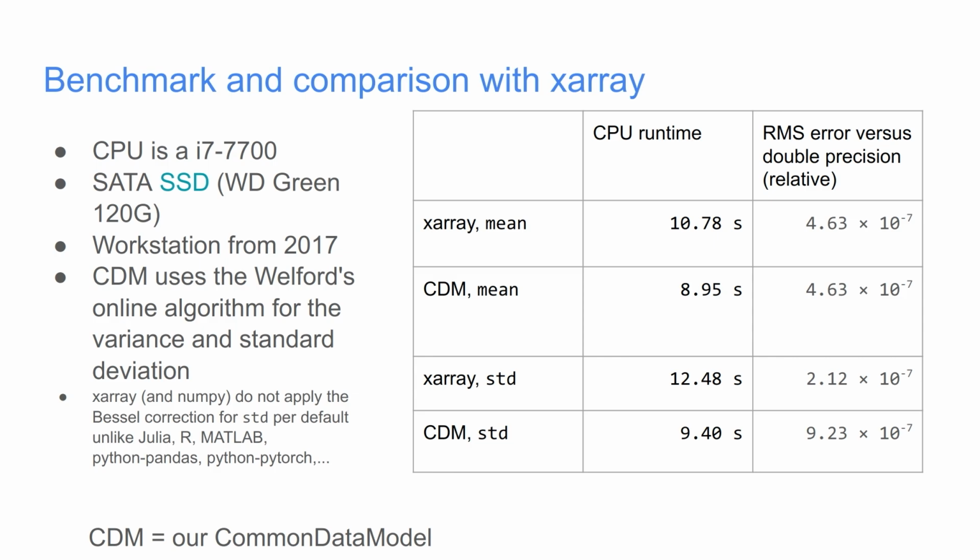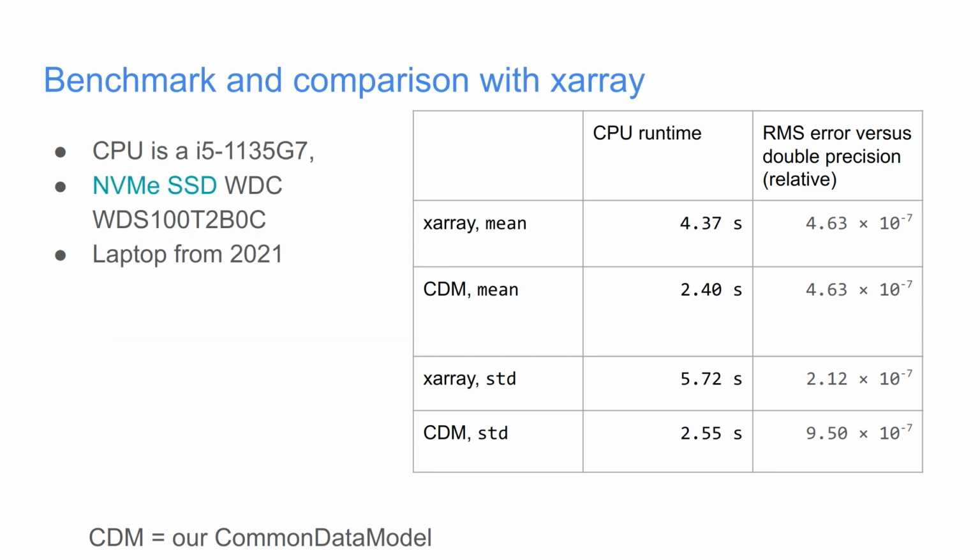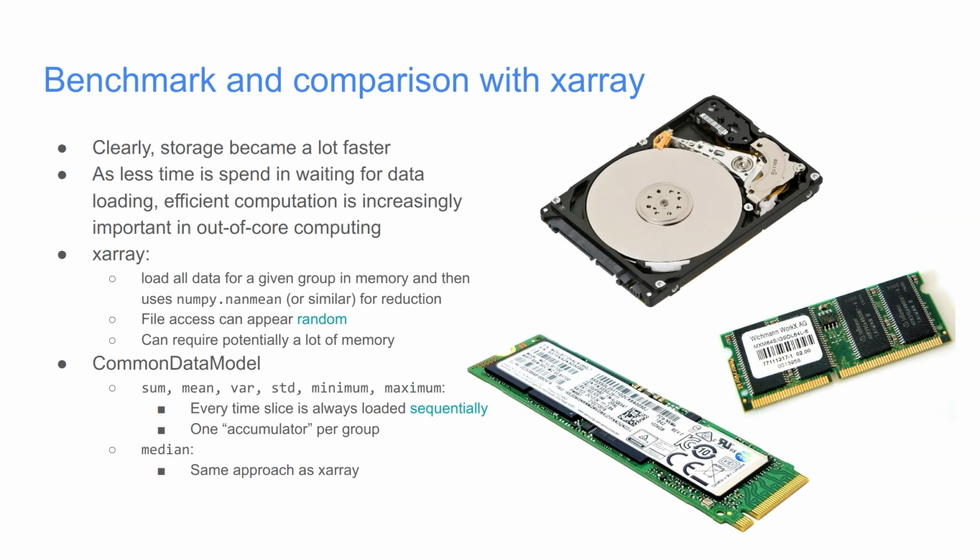And then I repeated the test on my laptop here, which has a newer NVMe SSD, and you see that both Xarray and common data model are much faster. Still, common data model is about 2 seconds faster than Xarray, but now in relative terms it's even twice as fast, just because the I/O has become much faster. So for me, it's quite interesting to see that the storage becomes really fast, and it's no longer the case that accessing the disk is slow.